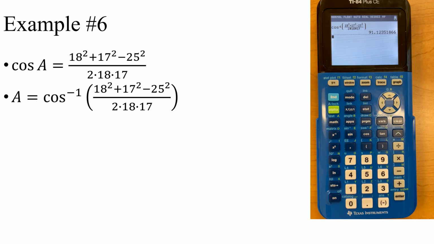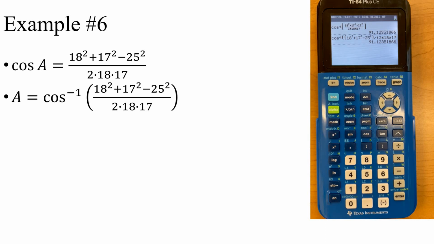If you don't have the alpha y equals option, you have to be much more careful because there's so much going on in the numerator. You're going to have to put parentheses, and then we can start typing our numerator. 18 squared plus 17 squared, 17 not 7, minus 25 squared. Closing the parentheses is just the numerator closed, dividing by new parentheses now for the denominator, 2 times 18 times 17. Closing the parentheses for the denominator, closing for the entire inverse, and there's our same answer.